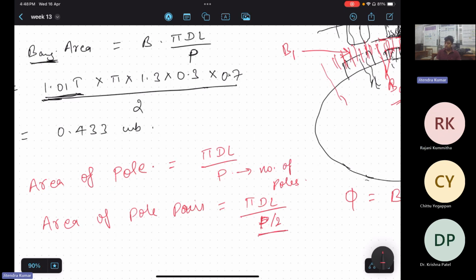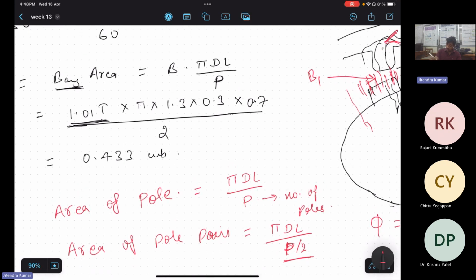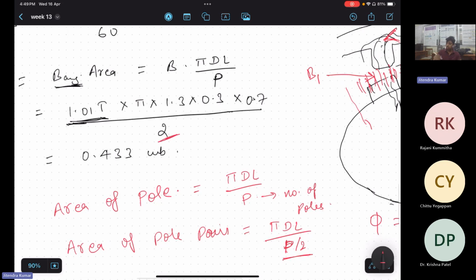So accordingly, what we have calculated, divided by 2 here, corresponds to the number of poles. So it is the area for a pole, pi dl by P. P here is again the number of poles.